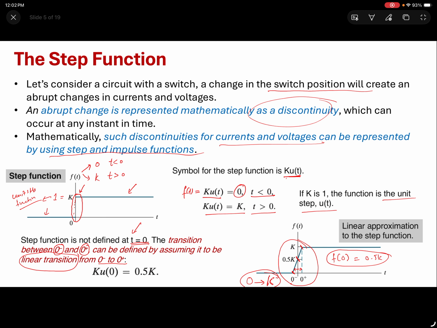Assuming slope equals 1. Okay, so this is a linear approximation. I'm going to finish the lecture over here, and I'm going to talk more about the step function. We are also going to do an example of a step function, and we're going to look at the step function a little bit more in the next part of the lecture.